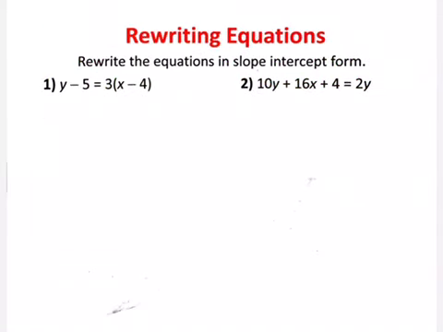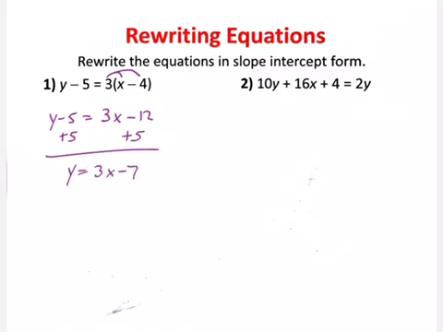Here we're going to practice rewriting equations into slope-intercept form. Well, we've already talked about this, so all we're doing is distributing the slope. So 3x minus 12 equals y minus 5. Then you add over y1 essentially, and you get y equals 3x minus 7.